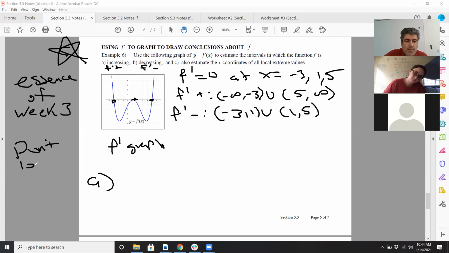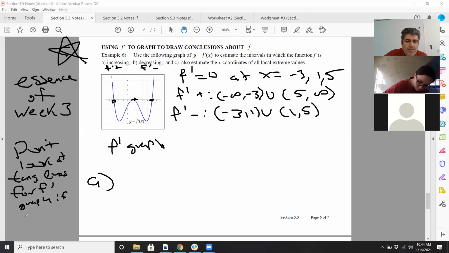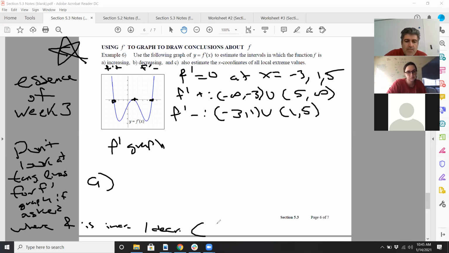Don't look at tangent lines for the f prime graph if asked where f is increasing or decreasing. Instead, look at the y values. That right there is what you need to do.